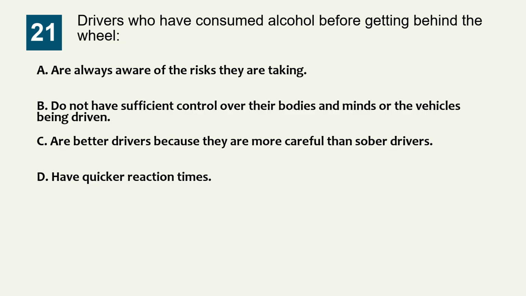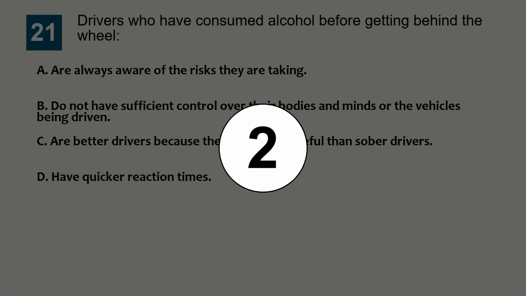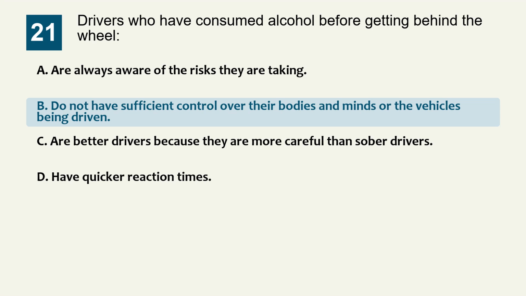Question 21. Drivers who have consumed alcohol before getting behind the wheel. Option A. Are always aware of the risks they are taking. Option B. Do not have sufficient control over their bodies and minds or the vehicles being driven. Option C. Are better drivers because they are more careful than sober drivers. Option D. Have quicker reaction times. The correct answer is option B. Do not have sufficient control over their bodies and minds or the vehicles being driven.